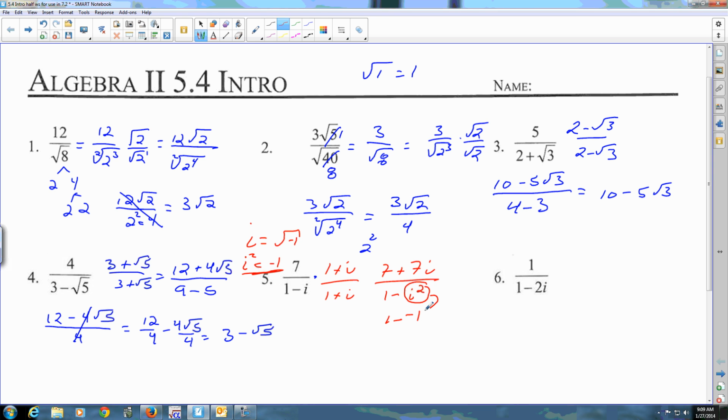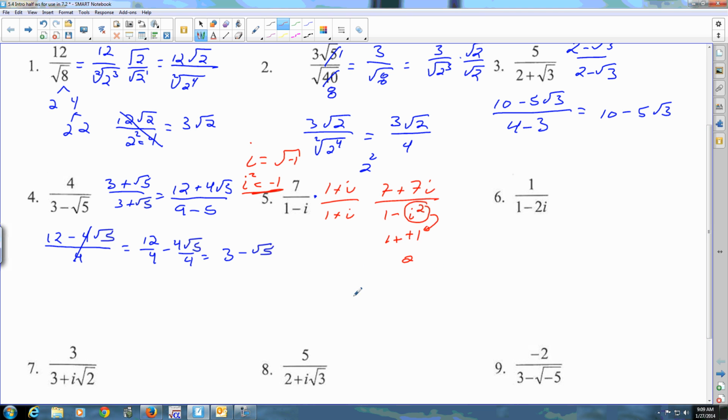This is worth negative 1. And you had 1 minus negative 1. That's 1 plus 1, which is 2. Now, there's a rule whenever you're dealing with i that says you're supposed to write your answers in what's called a plus bi form. So that means you have to write it as two separate things. Because the bottom is worth 2, I have to split it. So it's 7 over 2 plus 7i over 2. That would be your final answer, because then it's in a plus bi form.